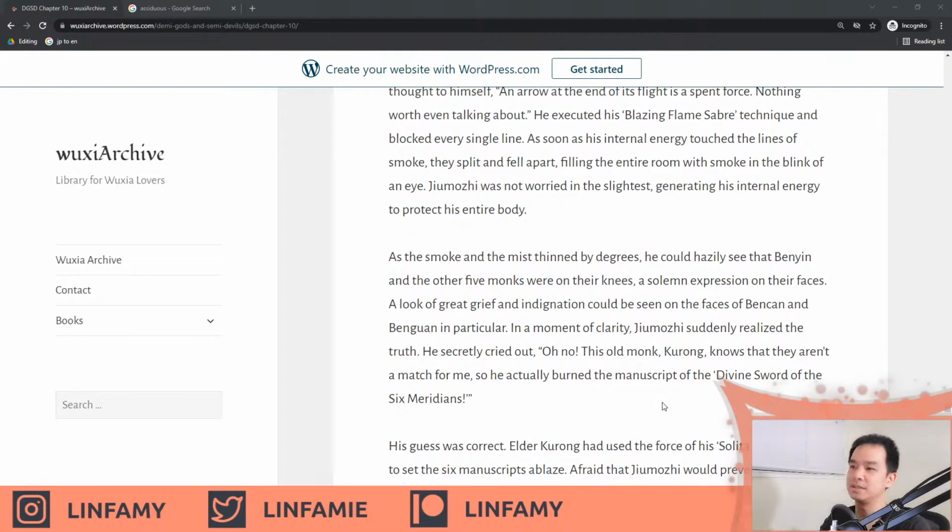As the smoke and the mist thinned by degrees, he could hazily see that Bunyin and the other 5 monks were on their knees, a solemn expression on their faces. A look of great grief and indignation could be seen on the faces of Buntan and Bunguan in particular. In a moment of clarity, Jiumozu suddenly realized the truth. He secretly cried out, "Oh no! This old monk Kurong knows that they aren't a match for me, so he actually burned the manuscript of the divine sword of the 6 meridians."